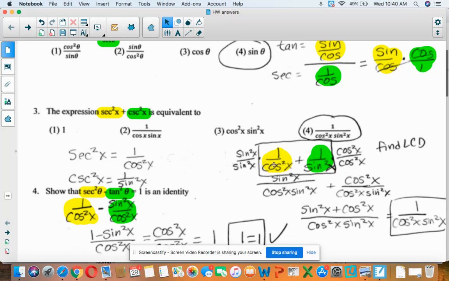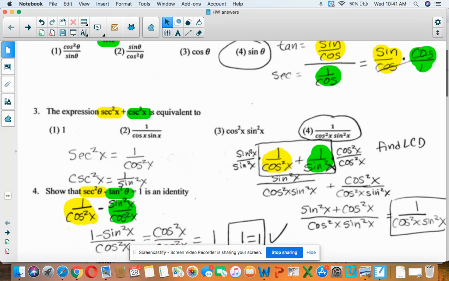So you can see this secant squared of x is 1 over cosine squared of x, and cosecant is 1 over sine squared of x. Now you can't add unless you have the same denominator. So the common denominator that I'm going to use is sine squared x, cosine squared x. So that denominator is right here. So in order to get that denominator, I am multiplying for this first fraction, I'm multiplying the numerator and the denominator by sine squared of x. And I'm allowed to do that because sine squared of x over sine squared of x is really just 1. So essentially, you're just multiplying by 1. You're not changing the value of this at all.